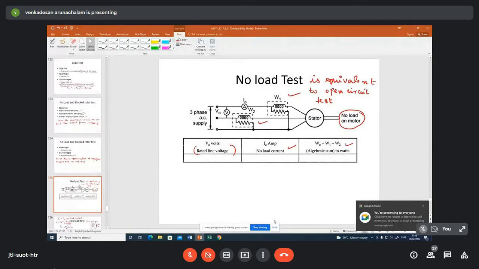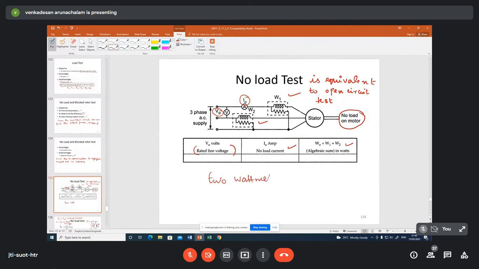Voltage you can measure using voltmeter, that is V0. Current you can measure using ammeter, I0. And power you can measure using 2 wattmeter method. 3-phase power you can measure using 2 wattmeters.